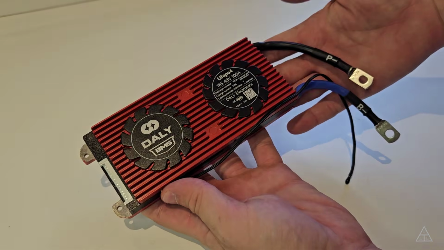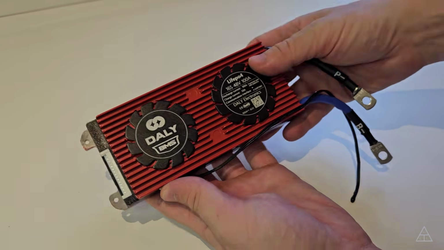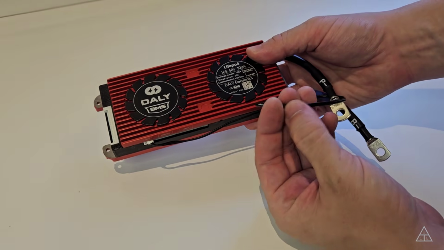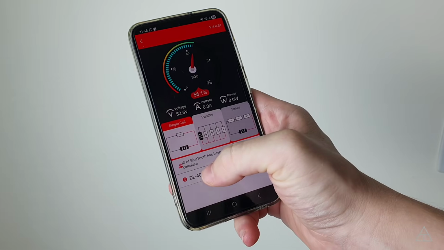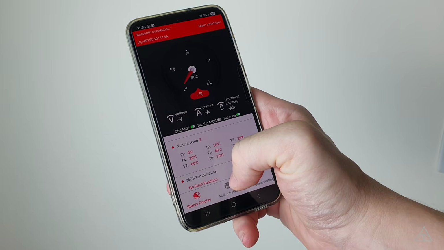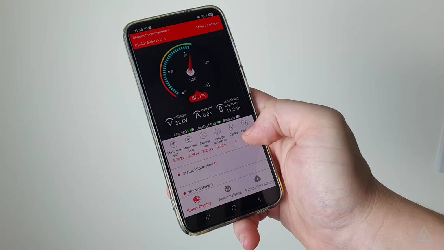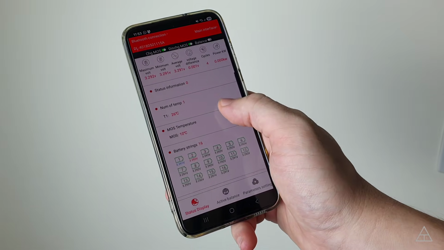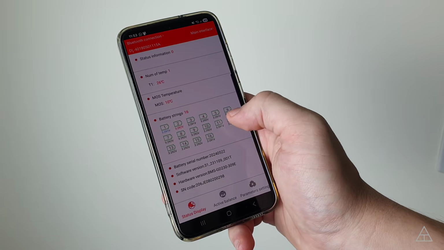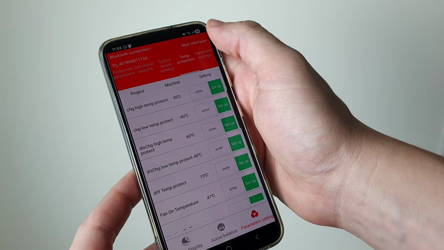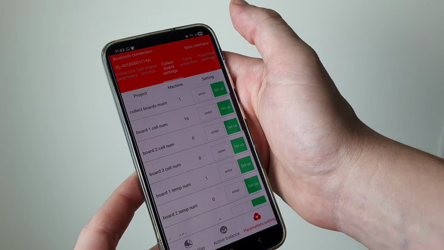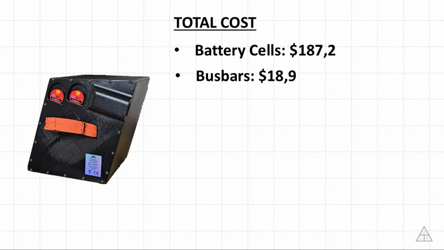The BMS that I chose for this project is from a company called Dali. It's a 100 amp smart BMS that allows me to connect with it through Bluetooth. So I can check a bunch of interesting things like the battery temperature, the voltage of each one of the cells, and the state of charge of the whole battery pack. It also lets me program a bunch of features like the maximum charging and discharging current that it will allow. So talking about cost, now we add the BMS to it, and it cost me around $68.6.